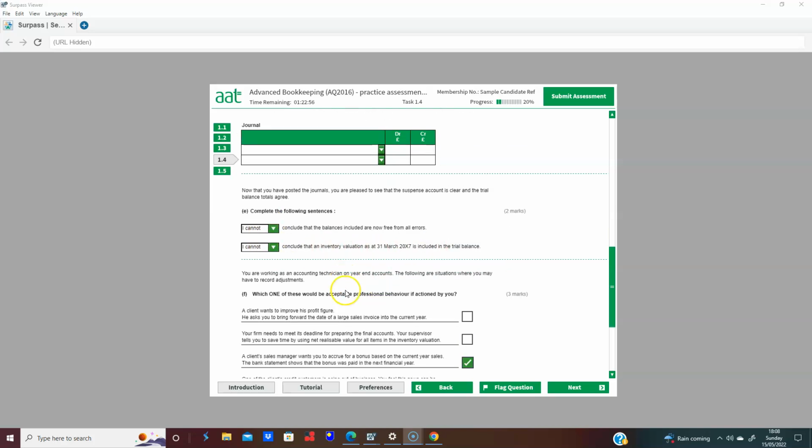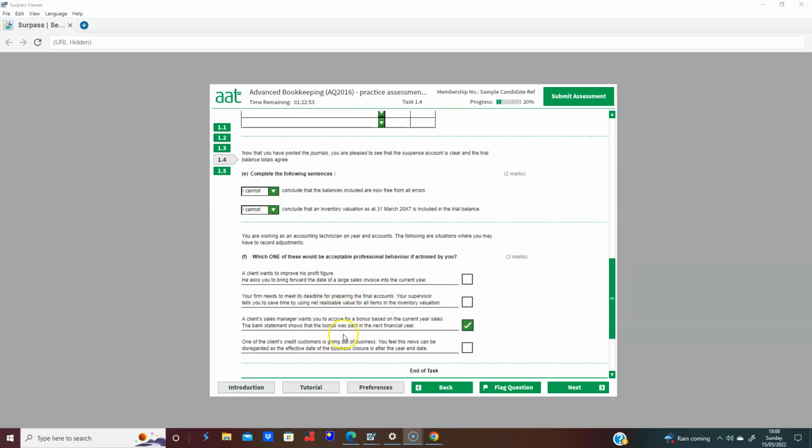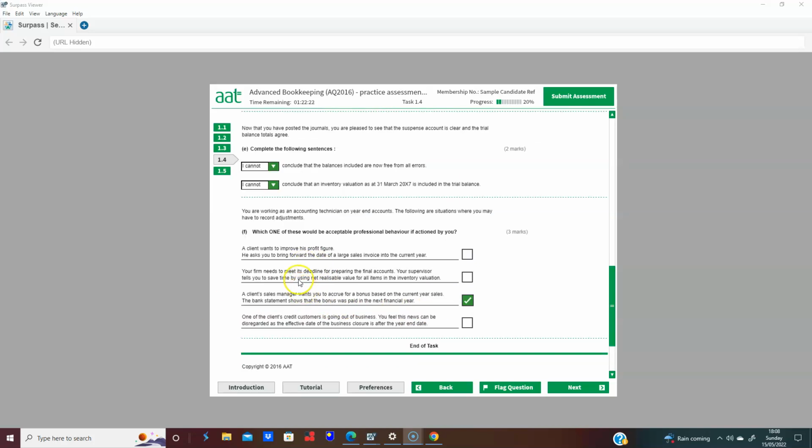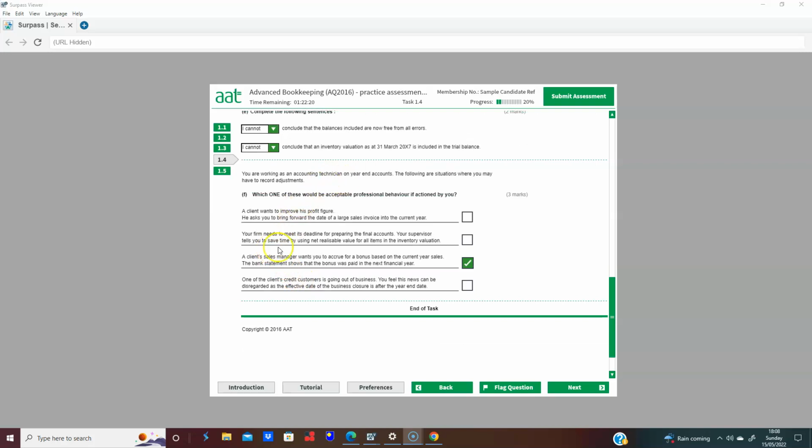And this is a purely ethical question. All these are wrong. The first, this, and this are all absurd. This is the one that makes the best sense, even if you weren't very good at accounting. The sales manager has asked you to accrue a bonus, but you can see clearly that the bonus was paid in the next year. That's the whole point of accruals, that you can accrue as you should, because it is a liability that will be paid later, and you can see from the bank account that that's the case. So yes, that makes sense, and that's 1.4 now done. Okay.